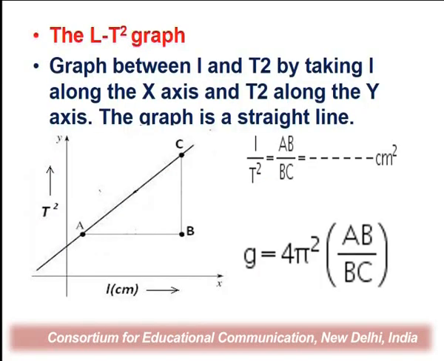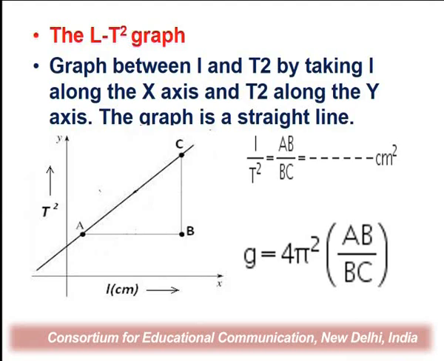Now next, in the aim we define L and t square, where L is the length and t square is the time period squared. So we plot a graph between the length and the time period. It means we change the length and then we note down the time period of the oscillation, to see how much the length of the pendulum affects the time period of the oscillation.